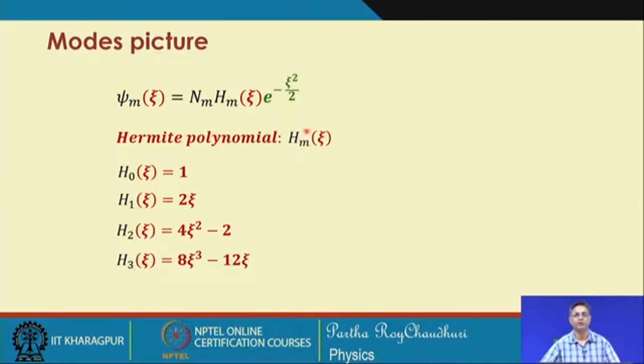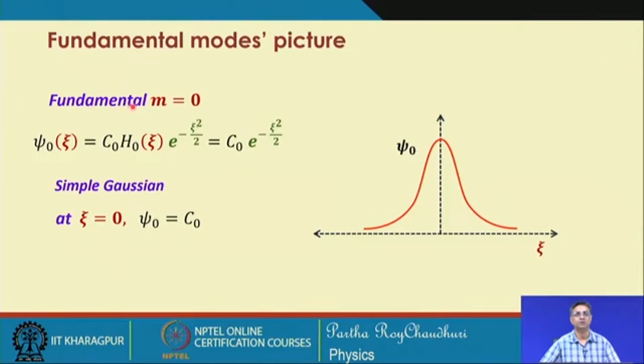Hermite polynomial we know, and these are the first few orders of the Hermite polynomials: H_0 equal to 1, H_1 equal to, these are all known, H_2 equal to 4 xi square minus 2 and so on. So, this will help us to put the values of psi 0, psi 1, psi 2 etcetera, and what will be the mode shape. So, to do that, let us see that the fundamental mode will be represented by m equal to 0. Therefore, psi m becomes psi 0, C_0 is the constant, this is the Hermite polynomial H_0 and this is the Gaussian function.